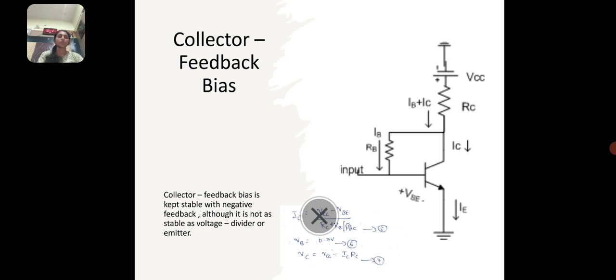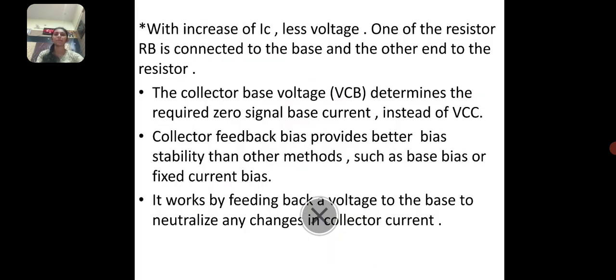The equations to analyze the collector feedback bias are IE is equal to (VCC minus VBE) divided by (RC plus RB divided by beta DC). VB is equal to 0.7 volts. VC is equal to VCC minus IC times RC. With increase of IC, less voltage. One end of the resistor RB is connected to the base and the other end to the collector. The collector base voltage VCB determines the required zero signal base current instead of VCC.